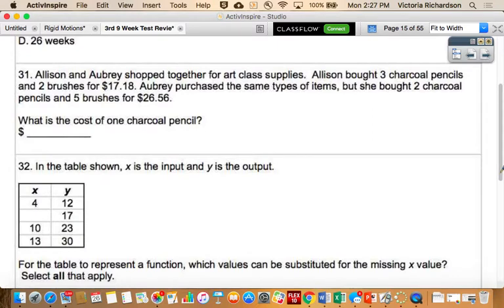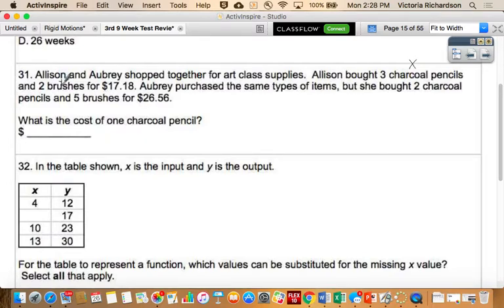Allison and Aubrey shopped together for art supplies. Allison bought 3 charcoal pencils and 2 brushes for $17.18. Aubrey purchased the same types of items, but she bought 2 charcoal pencils and 5 brushes for $26.56. So this is a system of equations. I would use charcoal pencils as my x value, and brushes would be my y value.